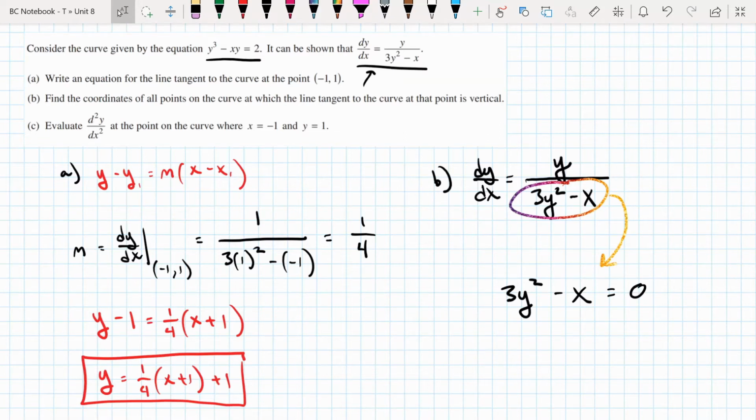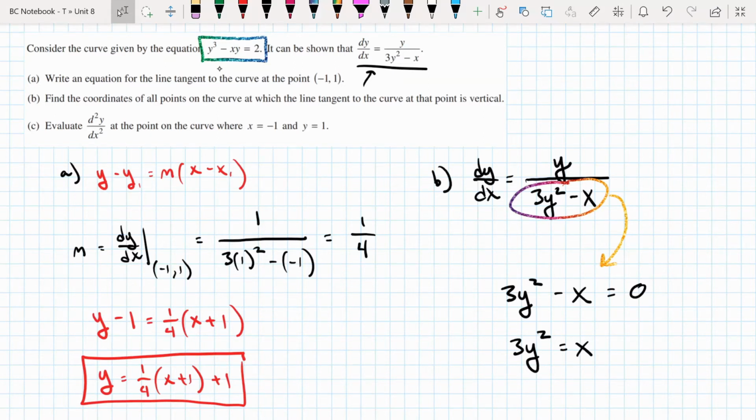Okay, the problem here though is we have two unknowns in one equation. Let's solve this for x. Ultimately we want to find a coordinate pair of x and y that satisfies this equation. But the problem is we only have one equation. So we need a second equation, and that's where this is going to come into play.